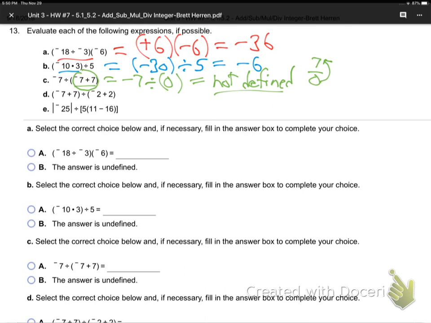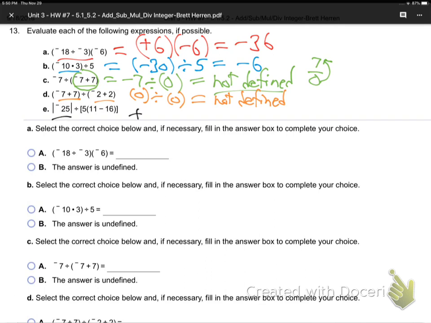Okay, over here now, we have negative 7 plus 7 again, which is 0, divided by negative 2 plus 2, which is 0. So 0 divided by 0 is also not defined. Again, we can't have 0 in the denominator. All right, last one here.